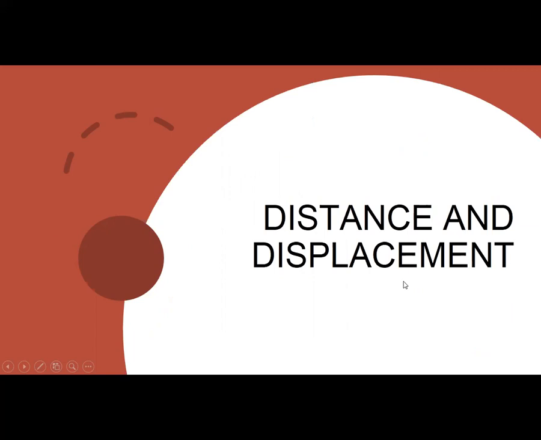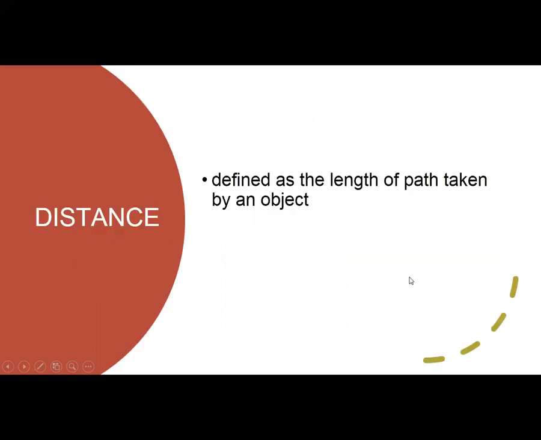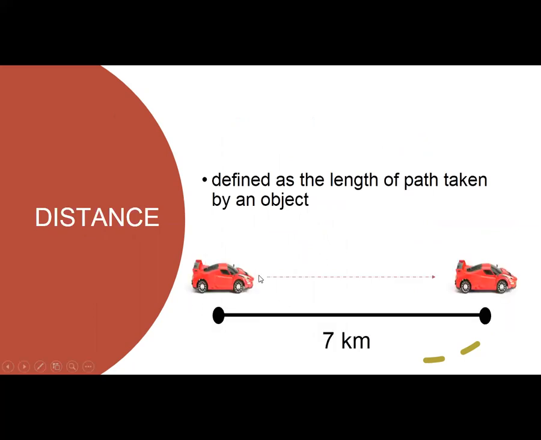Let's differentiate these two. Distance is defined as the length of path taken by an object. So basically, ang distance lang ay kung yung measurement natin travel nung object na gumalaw. So for this example, this red car moved from this point to this point, and the measurement of the distance traveled is 7 kilometers.